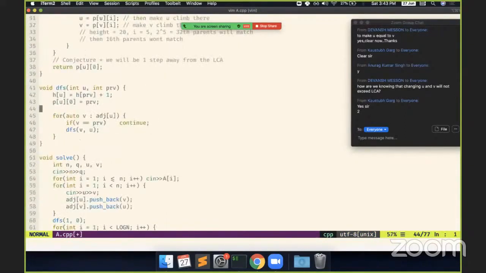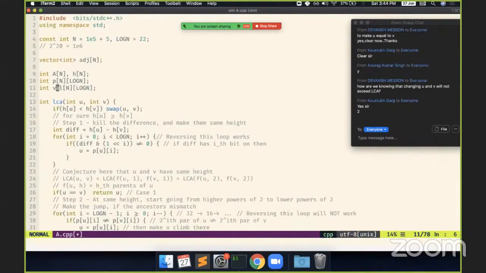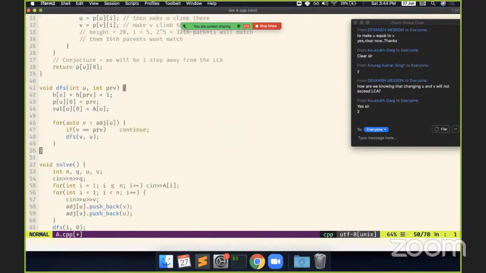So first, how will the base case look? Val u 0 will be a u. Val, what does val denote? The aggregate on that path. Correct? The aggregate on that path. Now, val u 0 will denote a u.